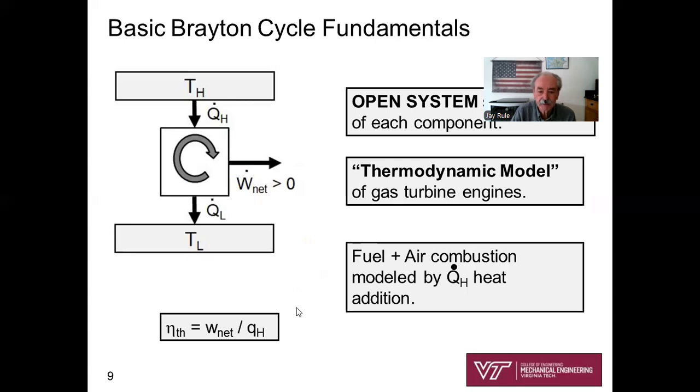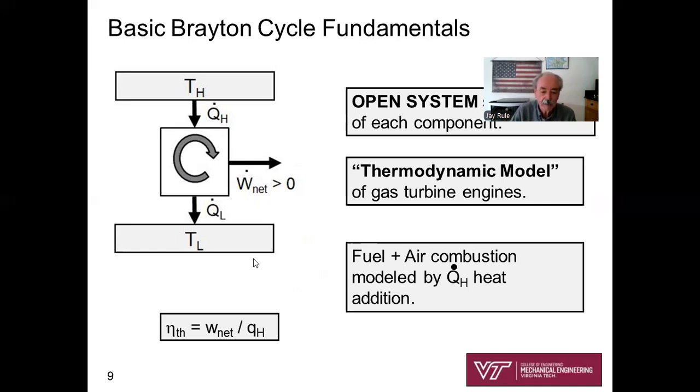The basics of a basic Brayton cycle. Here's our schematic diagram of any system operating in a cycle at a certain rate. Notice the dots, certain rate. And so we've got 4 components that comprise 4 open systems. We put them all together and they make a cycle operating at a steady rate.